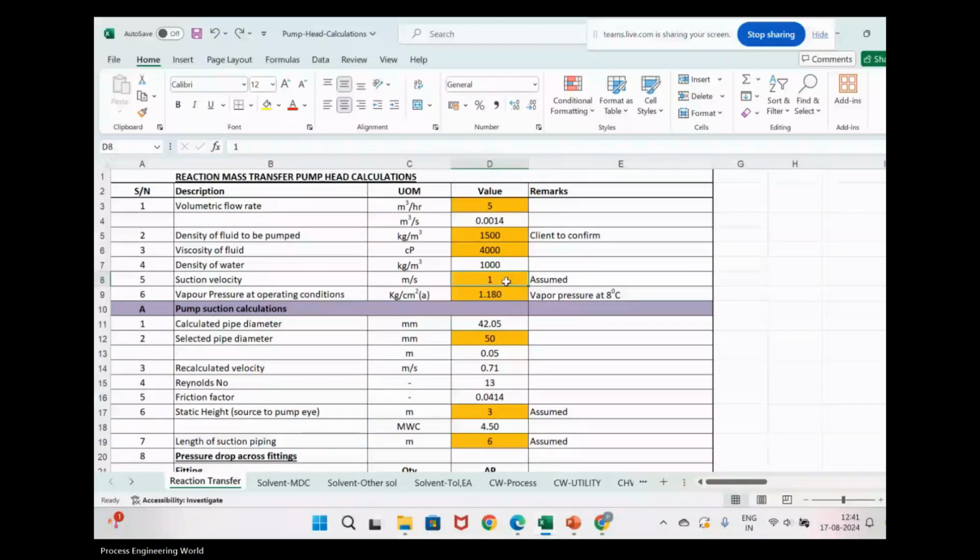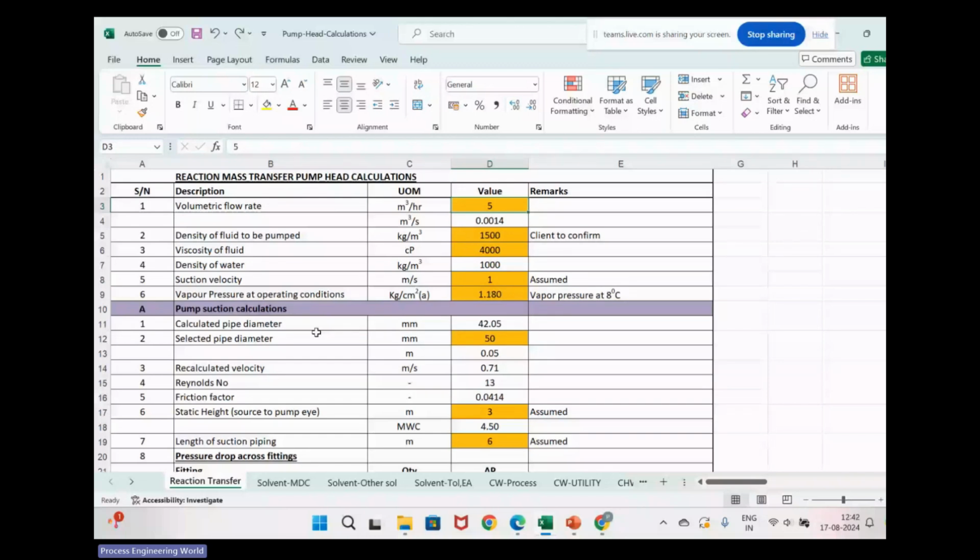So everyone just calculate by using Q equals AV. Do you arrive at the same value we have here? You will also get the practice of how to calculate the pipe diameter. You have to use the formula Q equals AV, where Q is the volumetric flow rate, which is mentioned here. A is the area. What is the area of pipe?